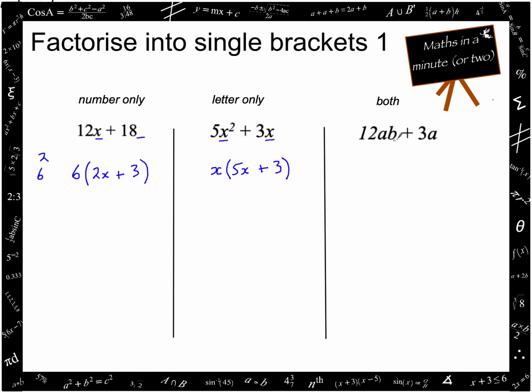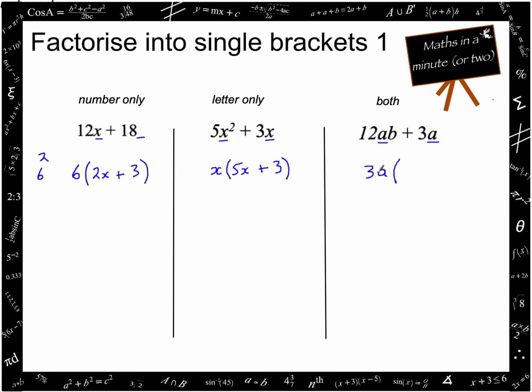Now this time we have got something that goes into both the letters and the numbers. So first of all, we can see that the highest number that goes into 3 and 12 would be 3, so that goes on the outside of the bracket. And we also see that we've got A on both sides, so an A is also going outside the bracket with the 3. Open the bracket.